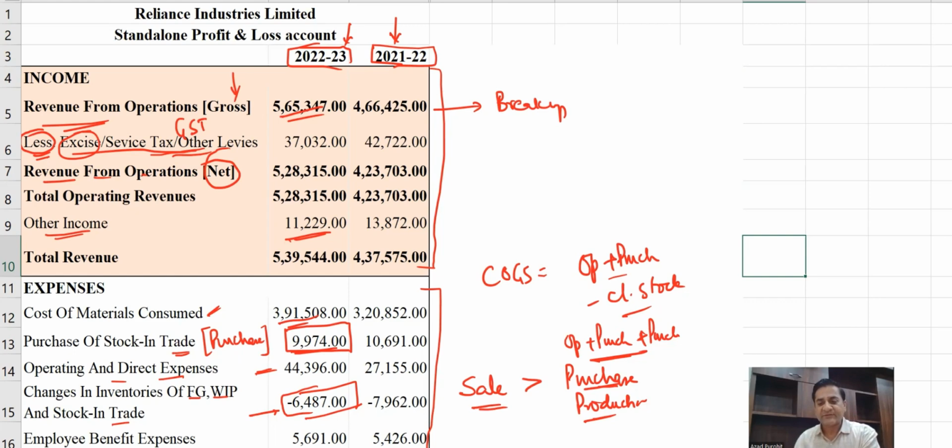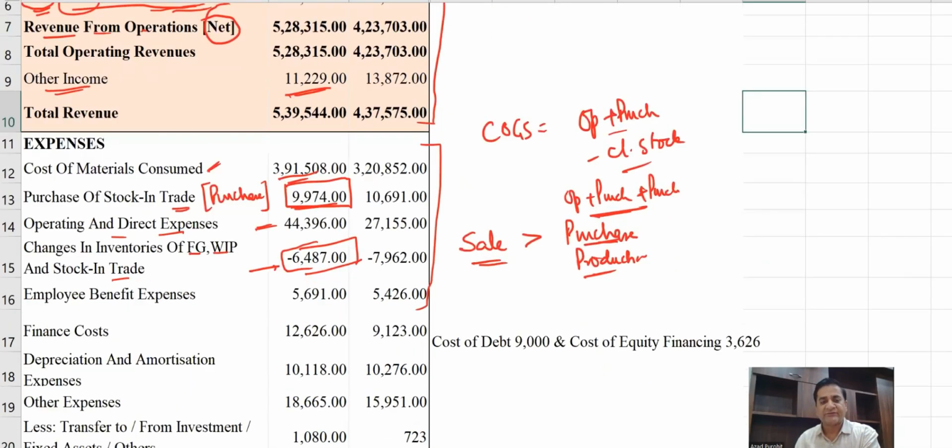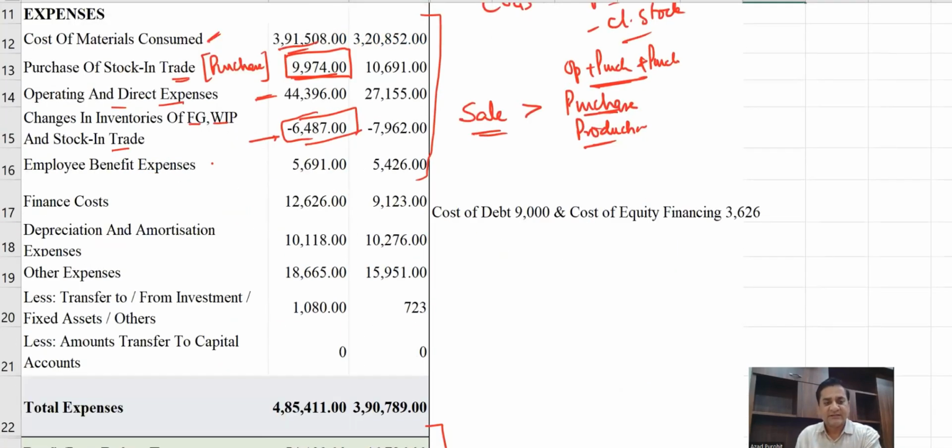Then you have expenses called the employee benefit expense. What is employee benefit expenses? The salary or benefits given to the employees of the organization are classified under the term employee benefit expenses. Then you have finance costs. What are finance costs? Finance costs are the costs which are incurred in order to generate finance or capital for the organization.